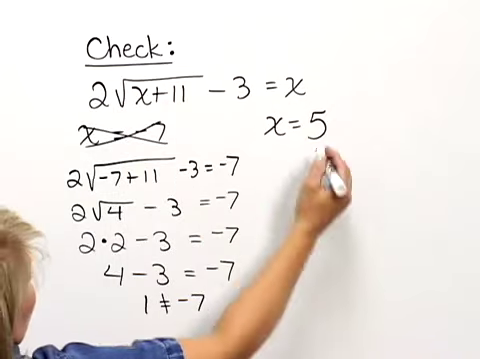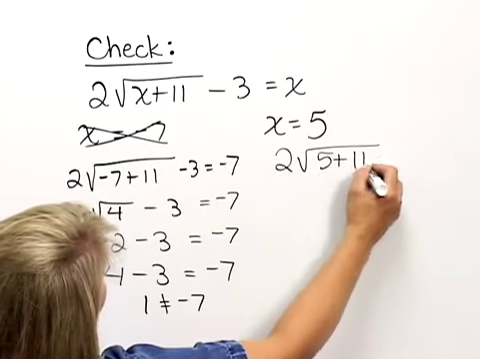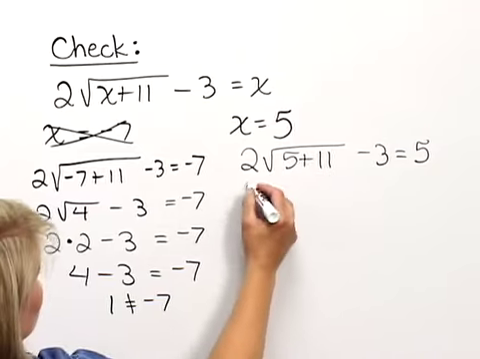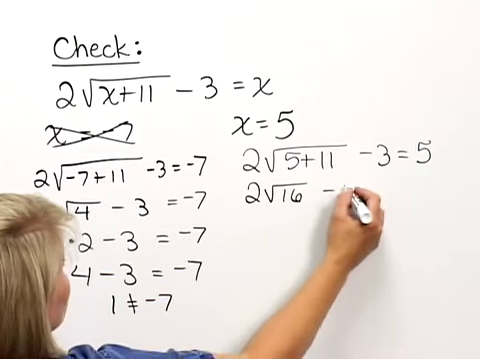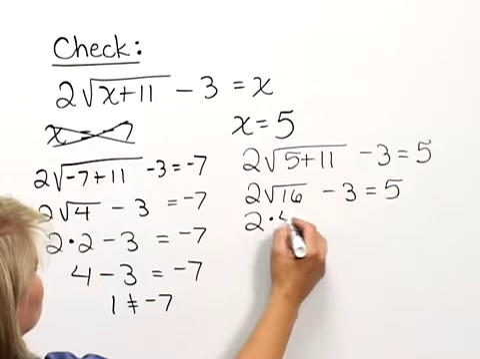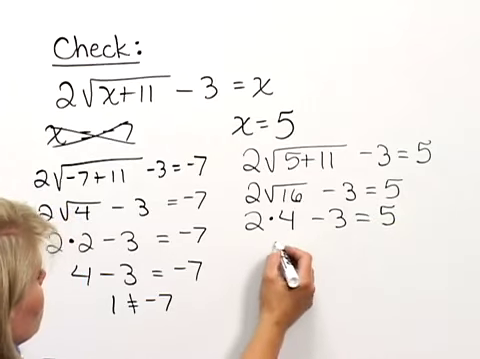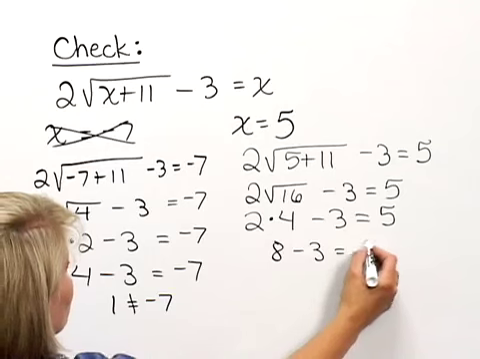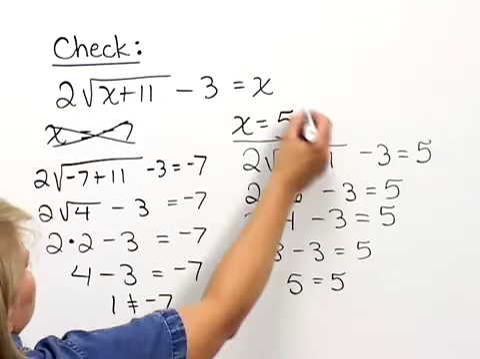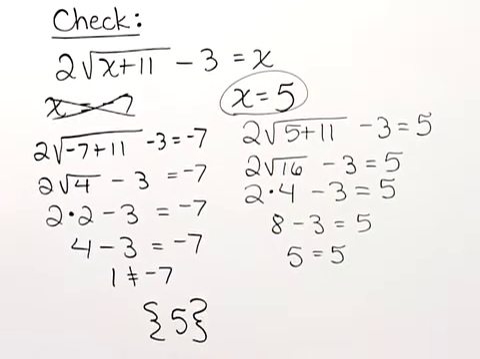Let's check our 5. Plugging that in for x in both places, we have 2 times the square root of 5 plus 11 minus 3 equaling 5. 5 plus 11 is 16. And then square root of 16 is 4, so that's 2 times 4 minus 3 equaling 5. And 2 times 4 is 8. And 8 minus 3 is 5. So that one checks out just fine, so this answer is perfectly okay. So our solution set just includes the value of 5.